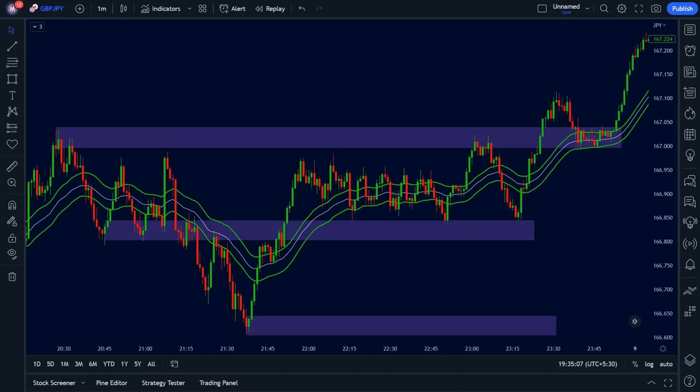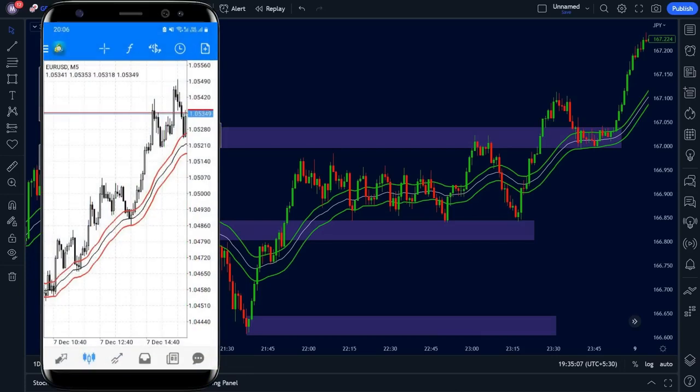Like traditional support and resistance zones, this will save us from false breakouts. And if you do not have a laptop or PC, even if you trade with cell phone devices, you can use this strategy to make some money.